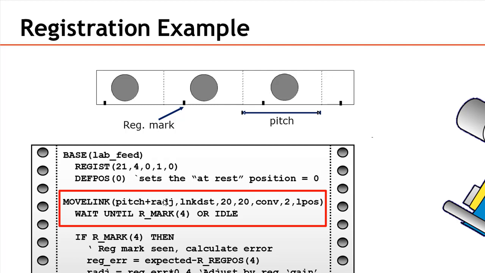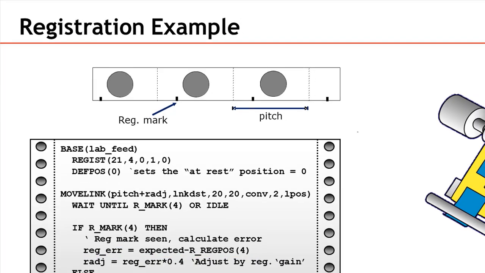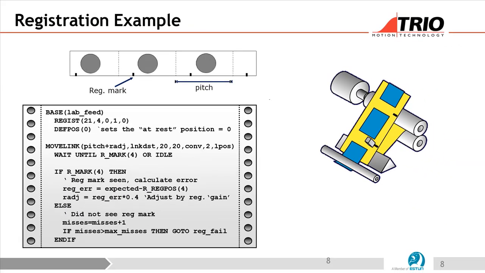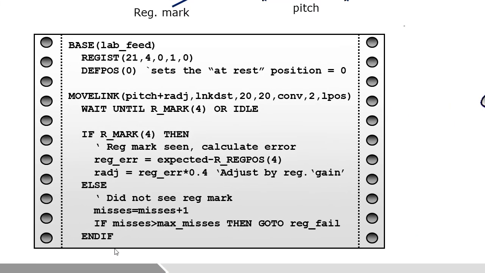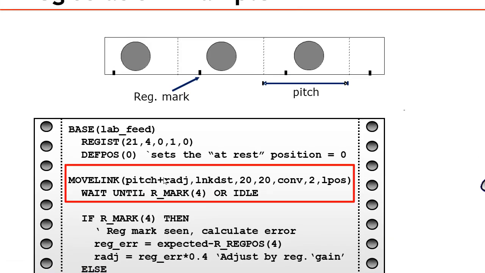So each time it does a move link, it waits until you get the mark or the axis goes to idle. If you do get the mark, it calculates the next error, so it basically takes the reg pos subtracted from wherever the programmed mark position is, because that mark there is not 0, it's somewhere other than 0, so you actually program in where the mark's expected to be, and then it takes about 40% of that and feeds it back into the next move link.